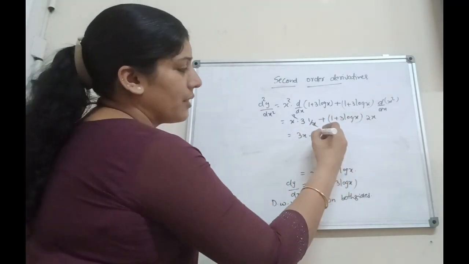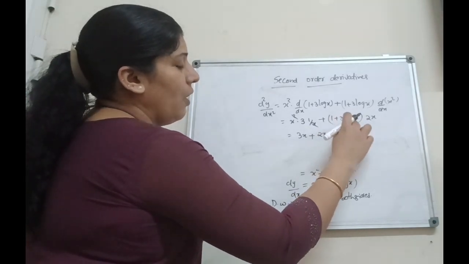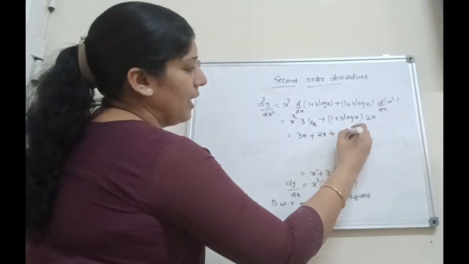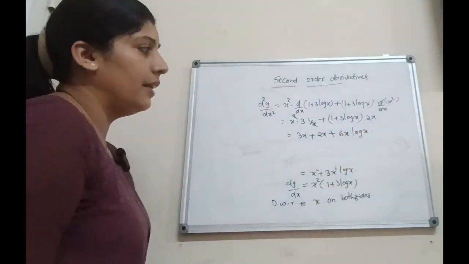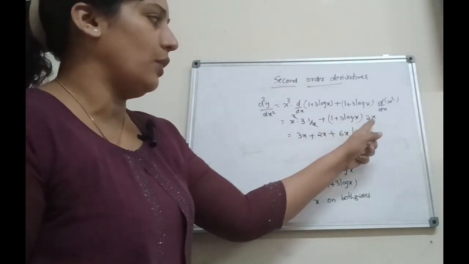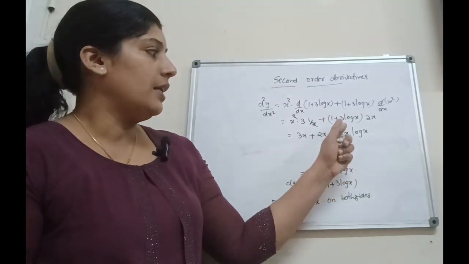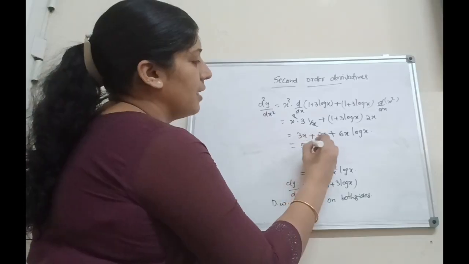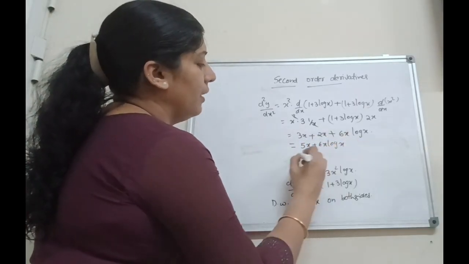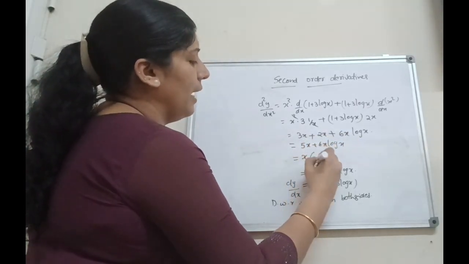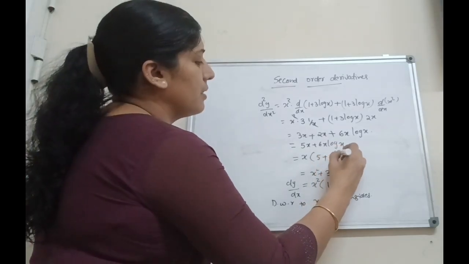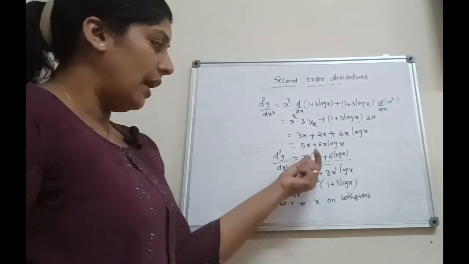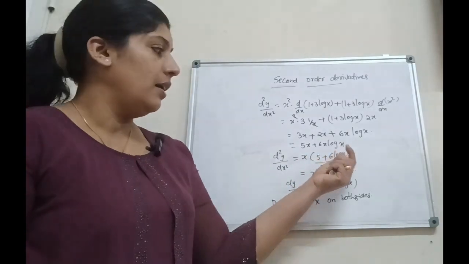Here 1 into 2x, 2x plus 3 log x into 2x. That is 3 into 2, 6. Then 6x log x. Here 3 log x into 2x. Therefore 3 into 2x is 6x. Therefore 6x into log x. It is equal to 3x plus 2x, 5x plus 6x log x. Now here x is common, then take it as outside, x into 5 plus 6 log x. Therefore, d square y by dx square equal to x into 5 plus 6 log x.